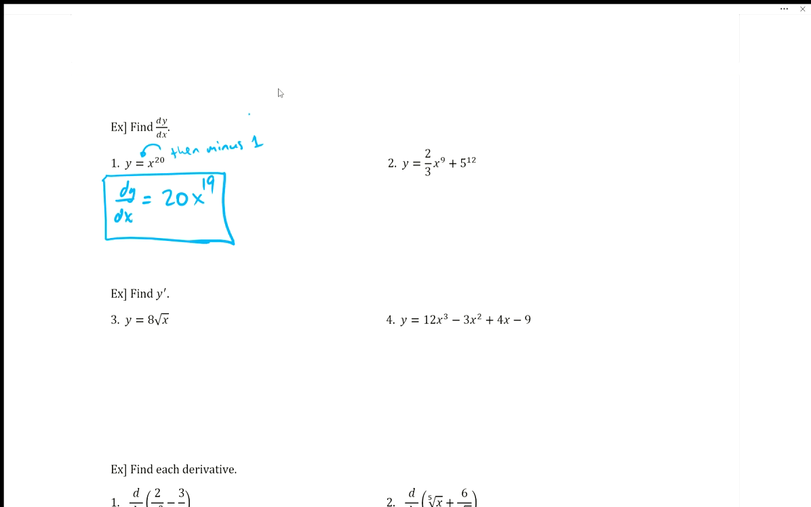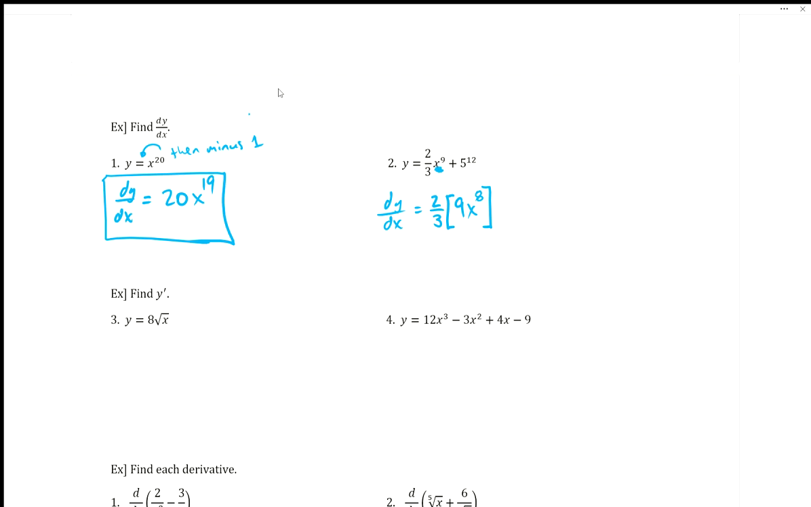Okay, so this one is ready for us. So I'm going to keep this in blue. So dy dx, so the derivative of y with respect to x. Okay, so that 2/3 is just hanging out because there's an x attached to it. So what I'm doing, let's underline it, I'm applying the power rule on this x to the 9. So it's saying put a 9 in front of the x, so 9x, and then minus 1 from the power. So it would be 9x to the 8th.